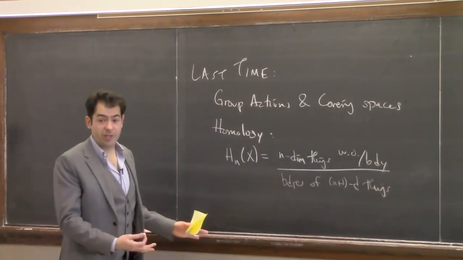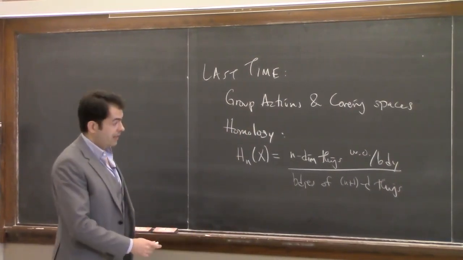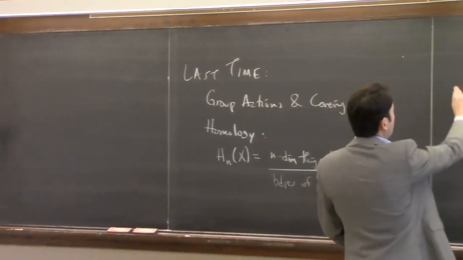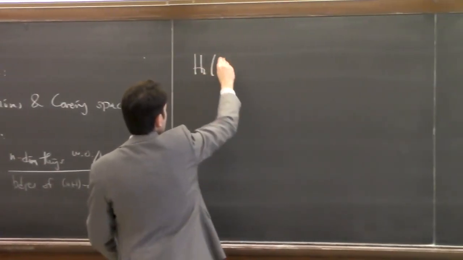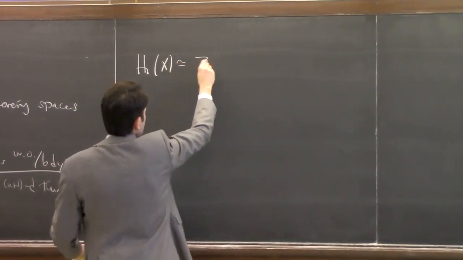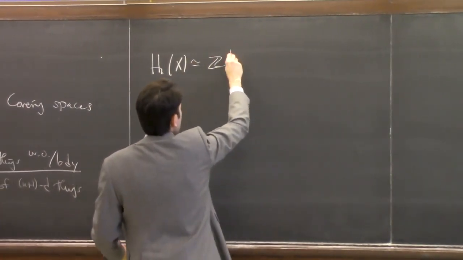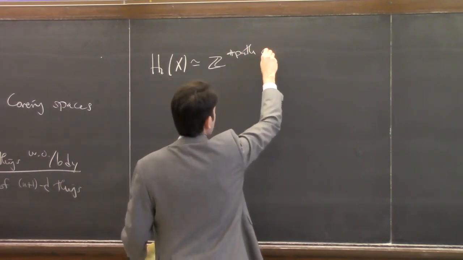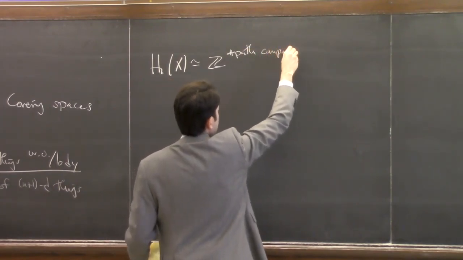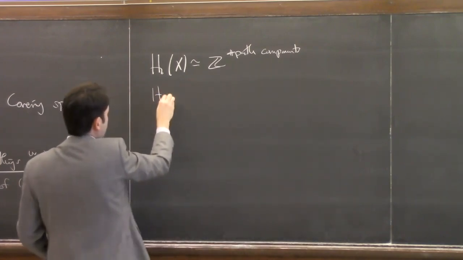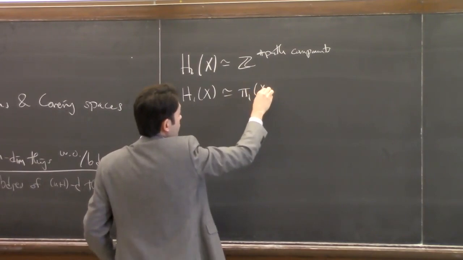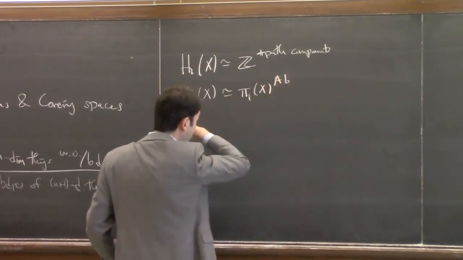Right? And then we started talking about what that might mean, in particular in the case of a cell complex. So we saw some things like H0 is going to be C raised to the number of path components when you have a space with finitely many path components. And we talked about how H1 is going to be like the fundamental group, but abelianized.